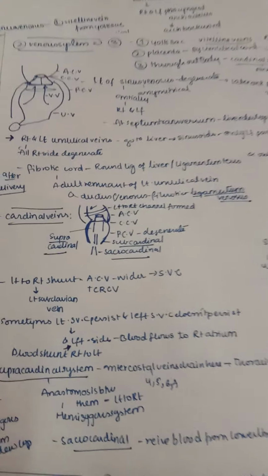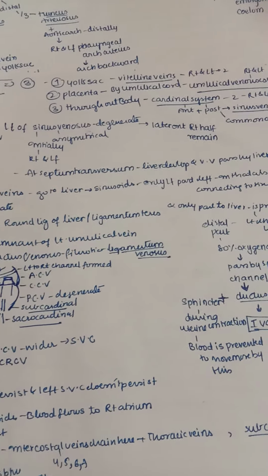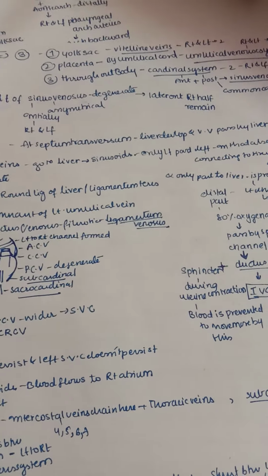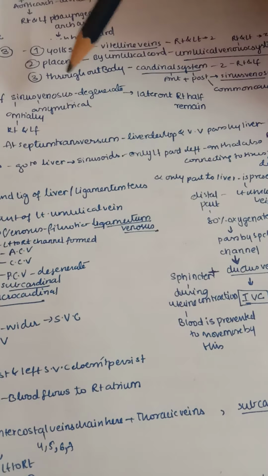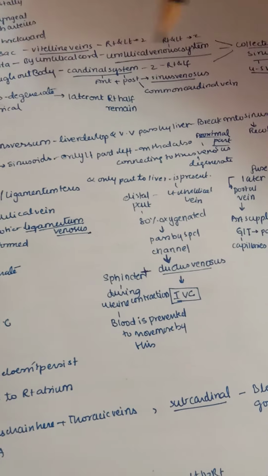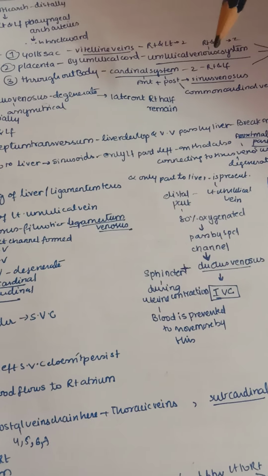So now let us move on to the venous system. The structures from which the venous system develops are, first, the yolk sac, which gives rise to the vitelline veins, both right and left, and the placenta, which gives rise to the umbilical venous system. This is also two, right and left.